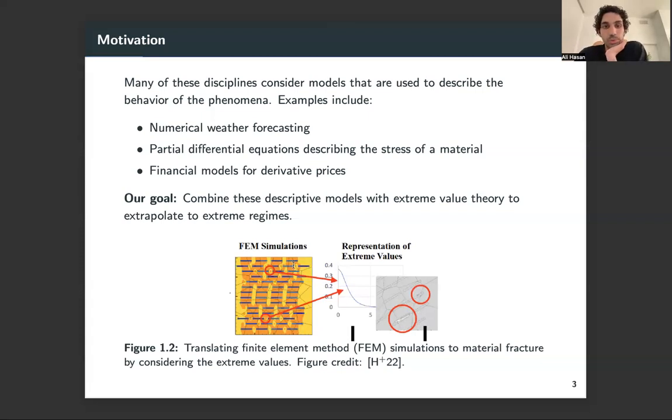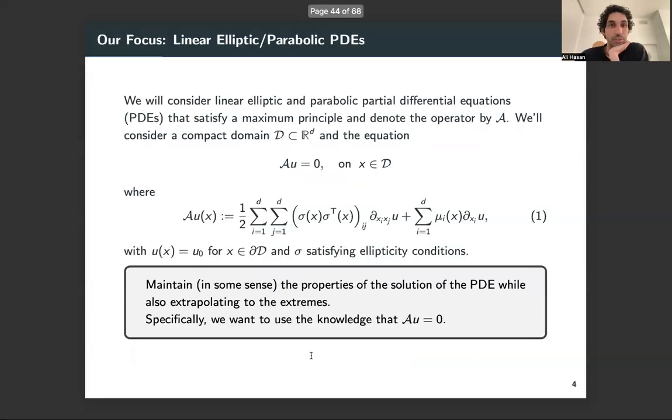What we want to do is, instead of considering these as two separate steps, combine them into one framework. That's the purpose of this project. Our focus is going to be on linear elliptic and parabolic PDEs.